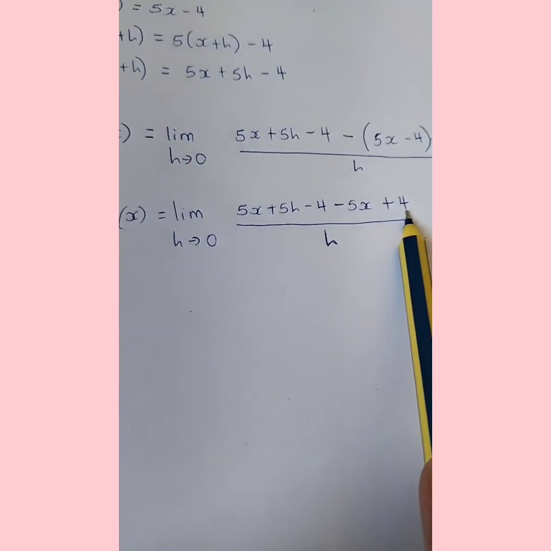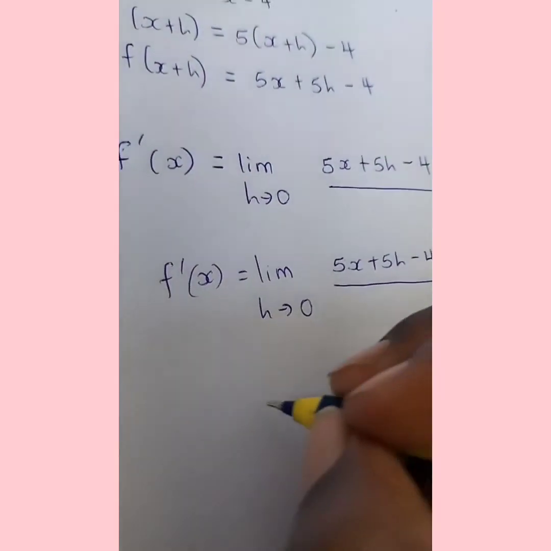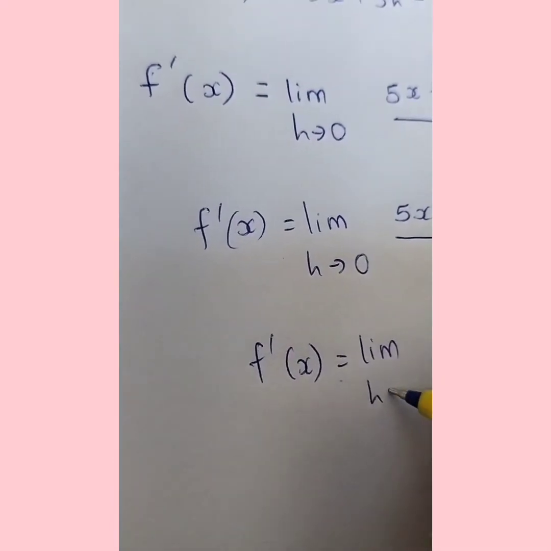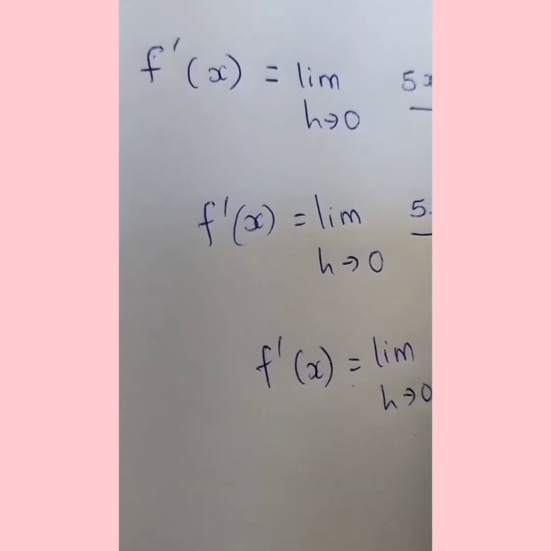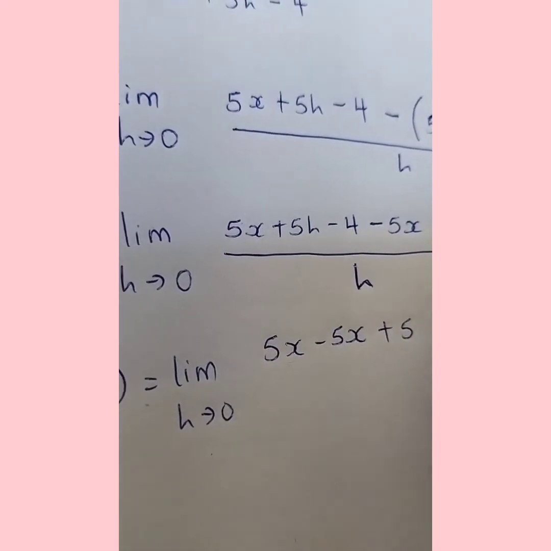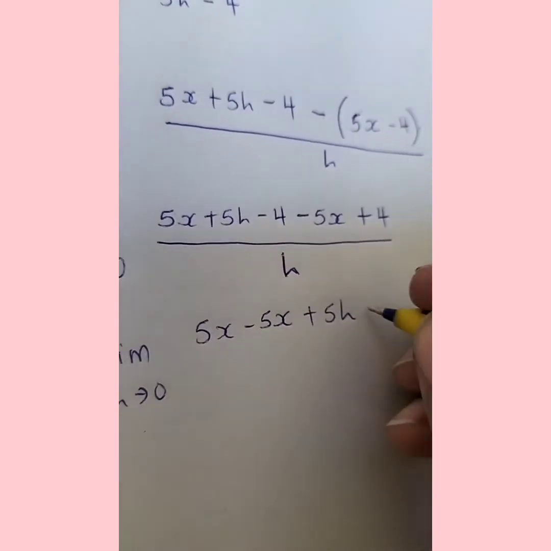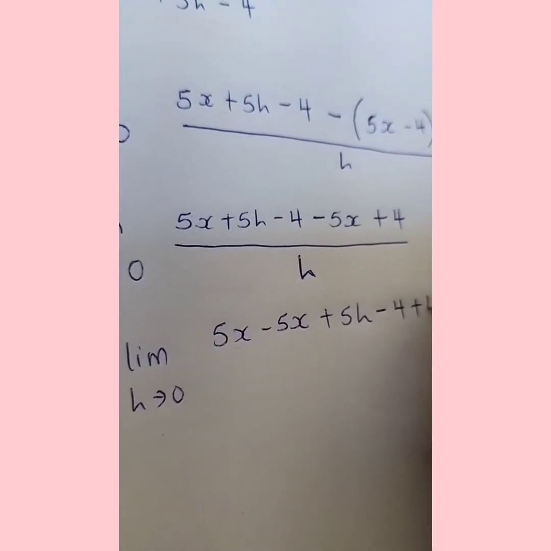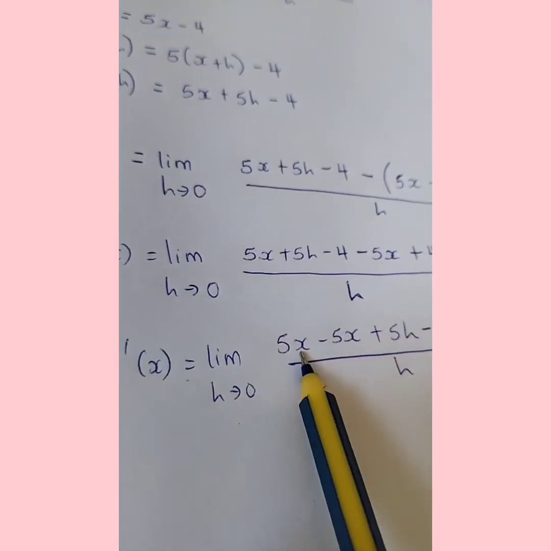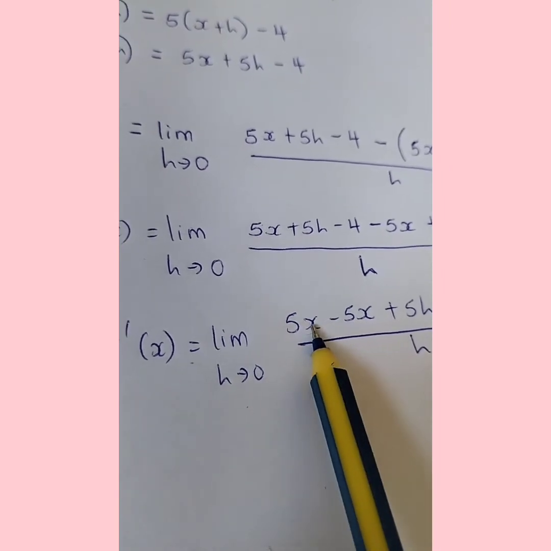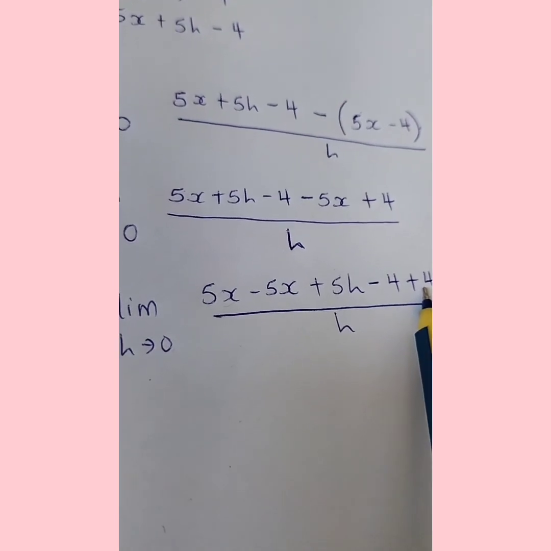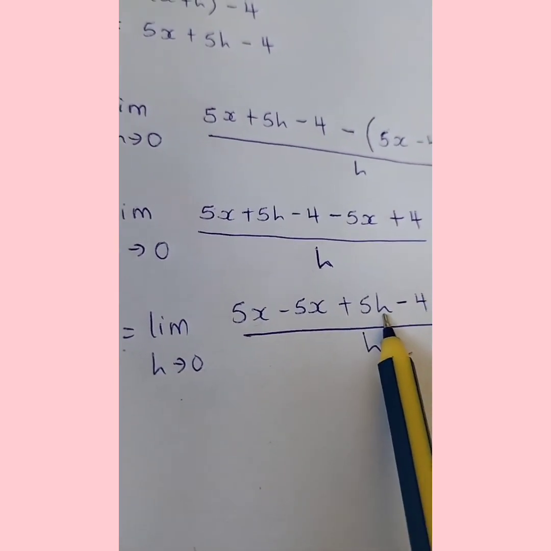Then we put the like terms together to solve this. So we will have 5x subtract 5x, plus 5h, subtract 4 plus 4, divided by h. When you subtract 5x from 5x, you get 0. Negative 4 plus positive 4 is 0. So the numerator will remain with 5h.